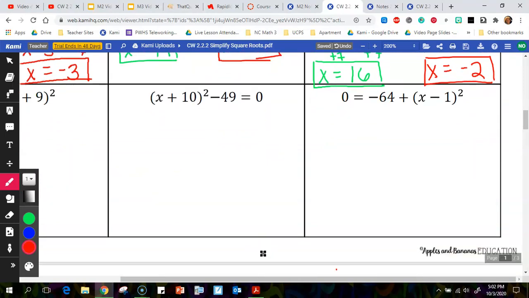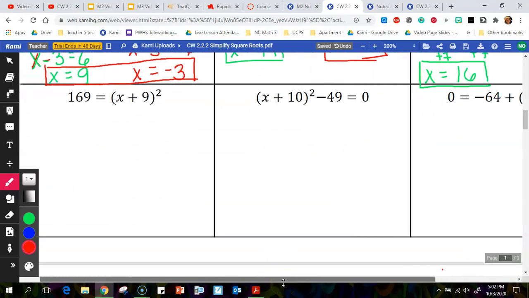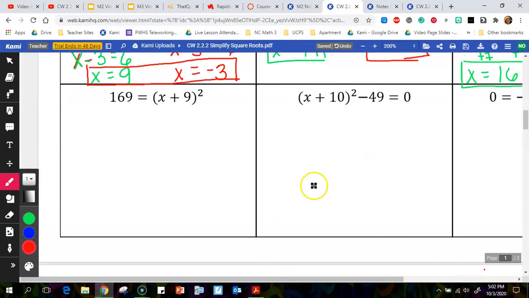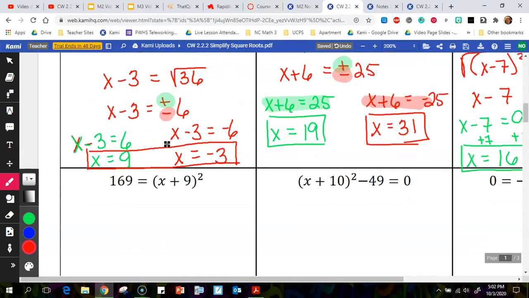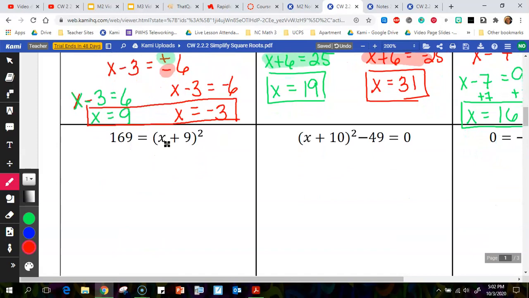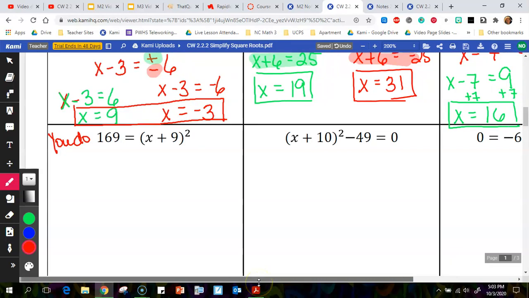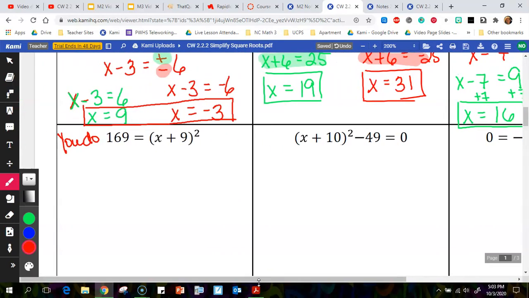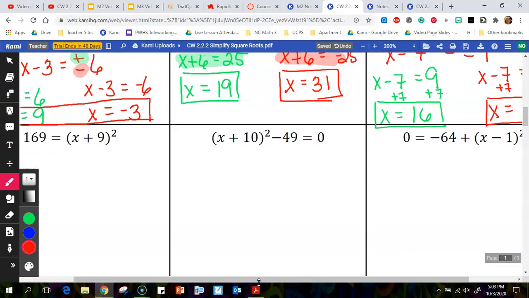All right, let's look at these down here. Okay, so this one I'm going to leave. You do this one. I would switch the numbers around, but that's up to you. This one we're going to do together, this middle one.